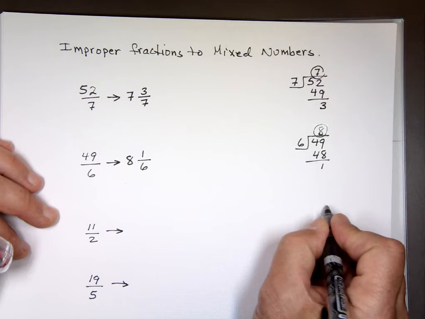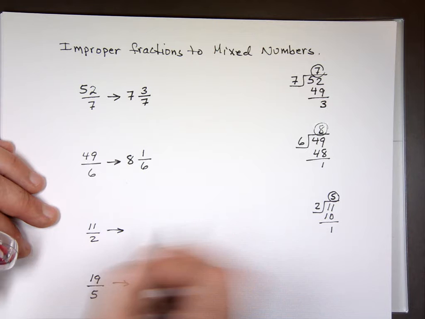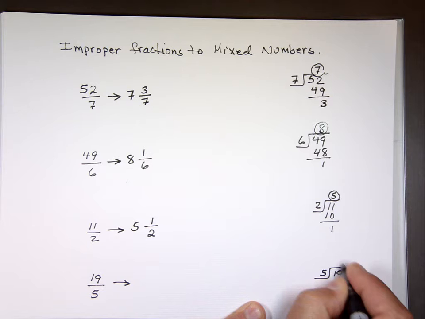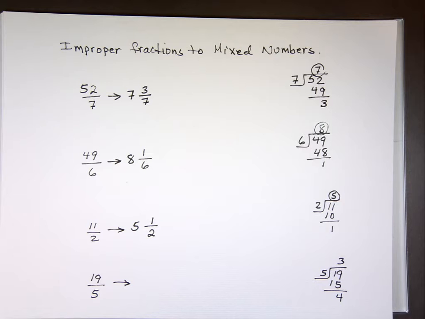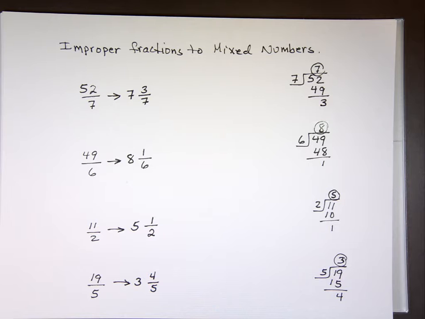11 divided by 2, 5. 5 times 2, which is what? 10. What's the remainder? 1. There's your front number. 5 and 1 out of 2, 1 half. 19 divided by 5, 3. 3 times 5, 15. What's the remainder? 4. There's the front number. 3 and what? 4 over 5. Yes. Everyone's good with going back and forth between the two?